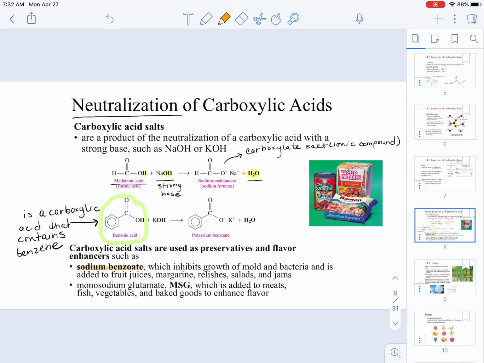Another type of carboxylic acid salt or carboxylate salt is going to be monosodium glutamate or MSG. MSG is known to be a flavor enhancer, and it is added to meats, fish, vegetables, and even baked goods, because one of the things that MSG can do is actually in your palate enhance flavor. And if you eat a food that contains MSG and you can prepare the same dish without MSG, you will always point out that the MSG one tastes better.